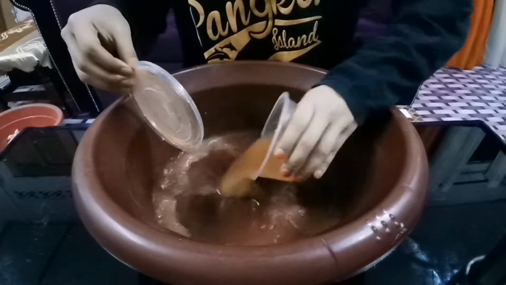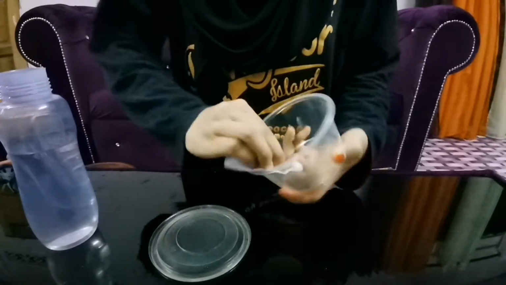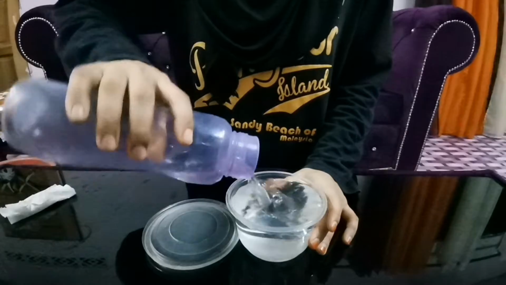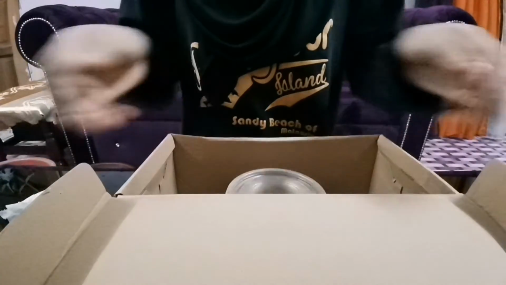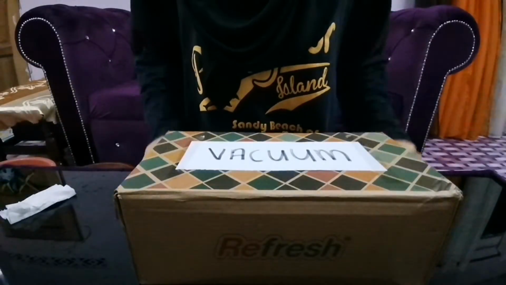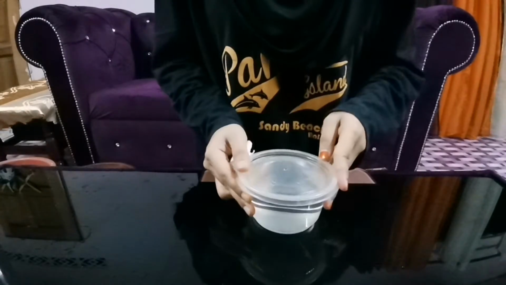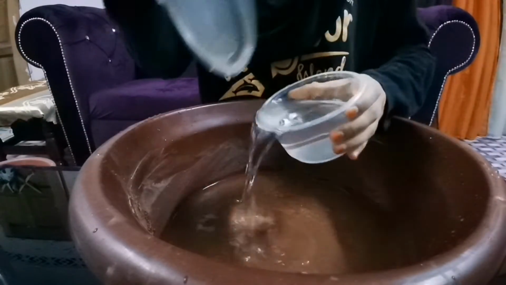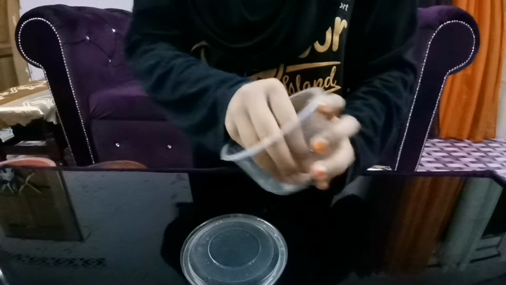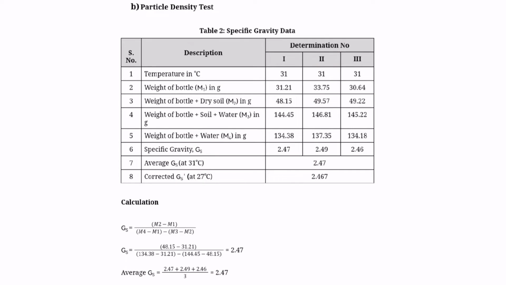Empty the plastic bowl and clean it properly. Fill the plastic bowl entirely with water. Make sure there are no entrapped air bubbles, otherwise the partial vacuum has to be used. Weigh and record the mass as M4. Again, empty the plastic bowl and dry it up properly. This is the table data obtained for this test.